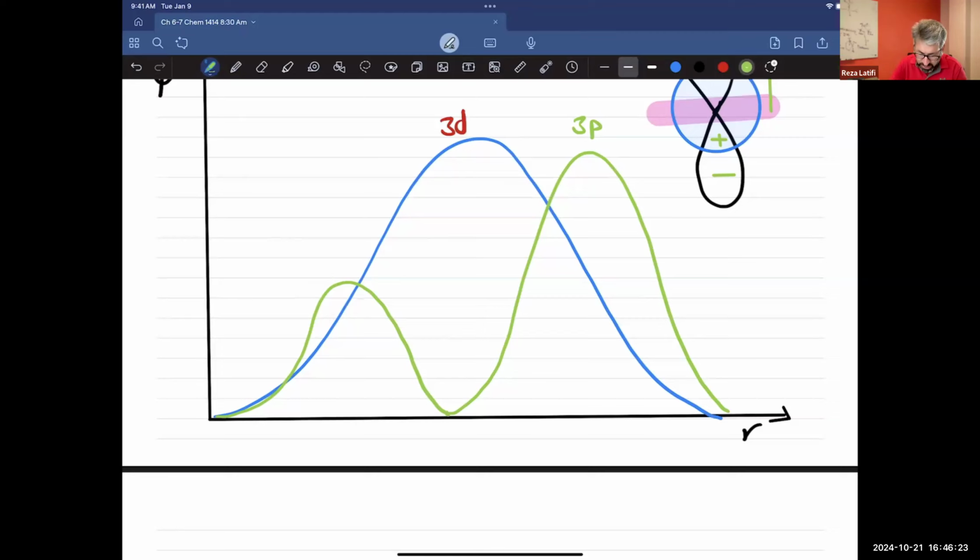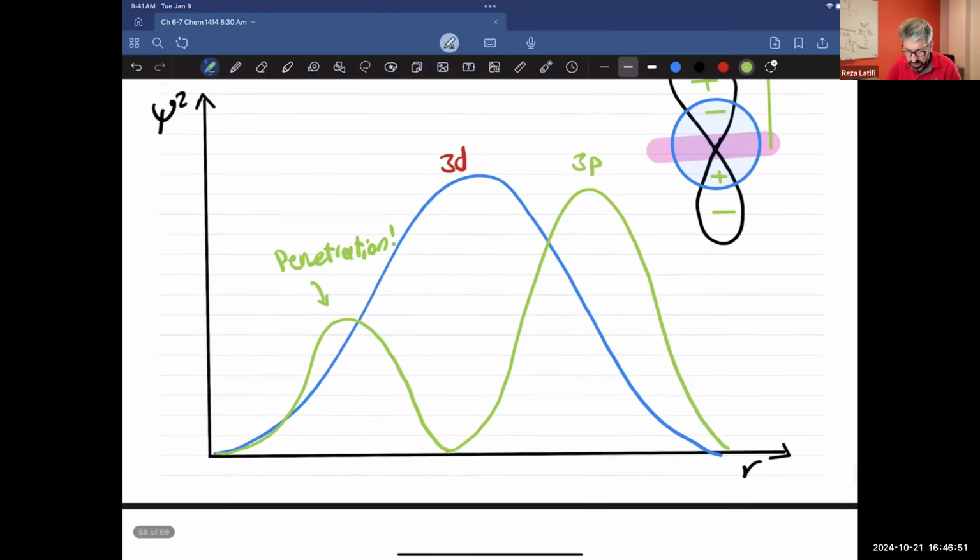And what do I have here? I have penetration. Okay, so I have penetration here. As you see, we don't see penetration for the 3d orbital. Penetration is making the 3p orbital closer to the nucleus than the 3d orbital. Listen carefully: penetration is making the 3p orbital closer to the nucleus than the 3d orbital.